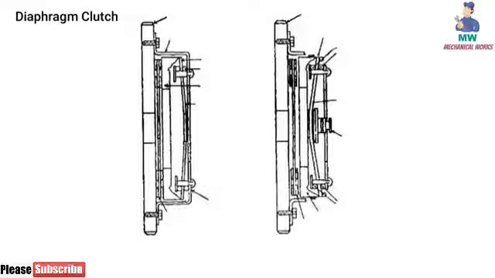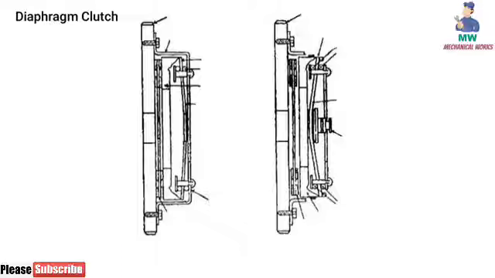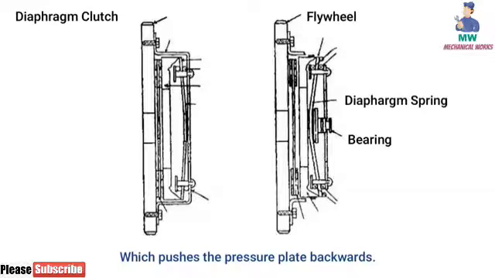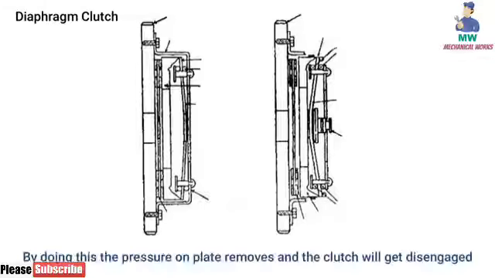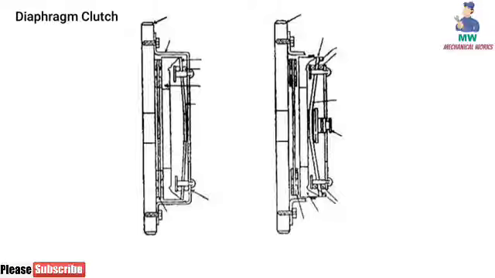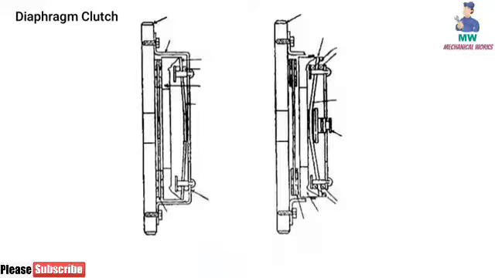In a diaphragm clutch, the diaphragm is a conical shape of the spring. When we press the clutch pedal, the outside bearing moves towards the flywheel, pressing the diaphragm spring, which pushes the pressure plate backwards. By doing this, the pressure on the plate is removed and the clutch gets disengaged. When we release pressure on the clutch pedal, the pressure plate and diaphragm spring come back to their normal position, and the clutch gets engaged.